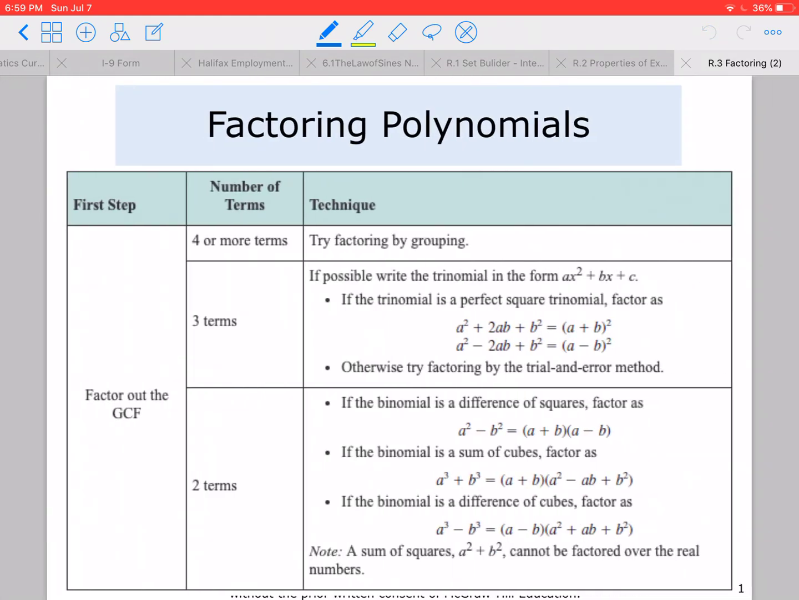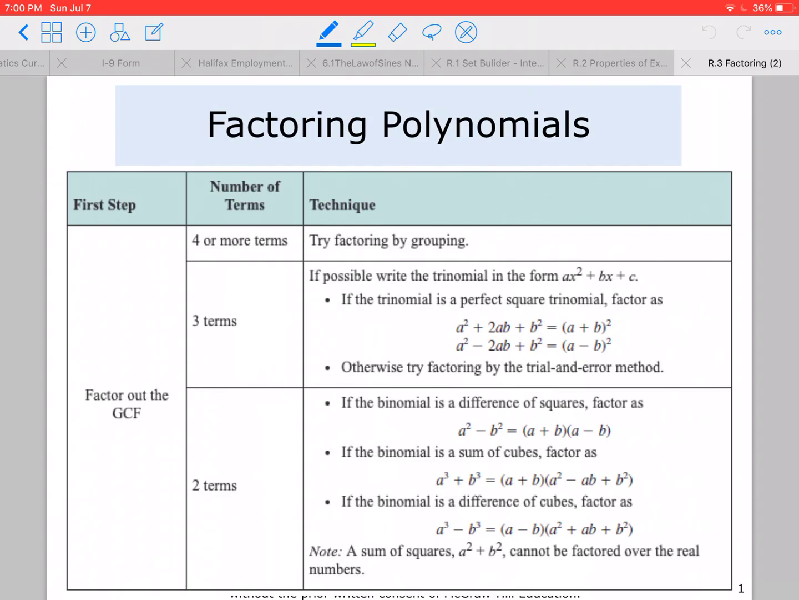Okay, so these are just some techniques you would use. We've already gone through these, but they're listed here all together, what you would do in each case. If you've got 4 or more terms, you would try to factor them by grouping. If you've got 3 terms, look and see if it's a perfect square trinomial. If not, it says factor by the trial and error method, if it's got a leading coefficient of 1.